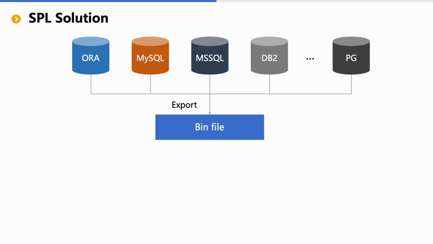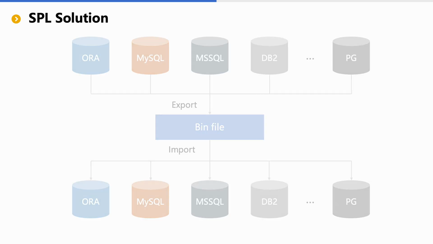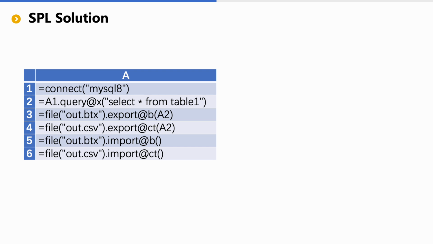First, retrieve data from the source database using JDBC and export it as a bin file. Then import the data from the bin file into the target database. The bin file is in binary format, which can achieve high-performance data dumping and ensure no information is lost during the process. This script exports Table 1 of the MySQL database as a bin file and a CSV file respectively.